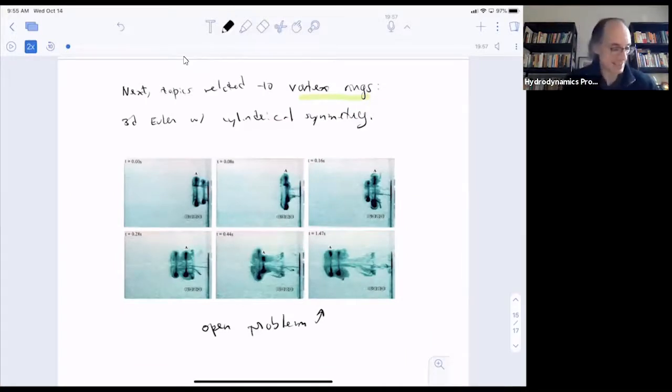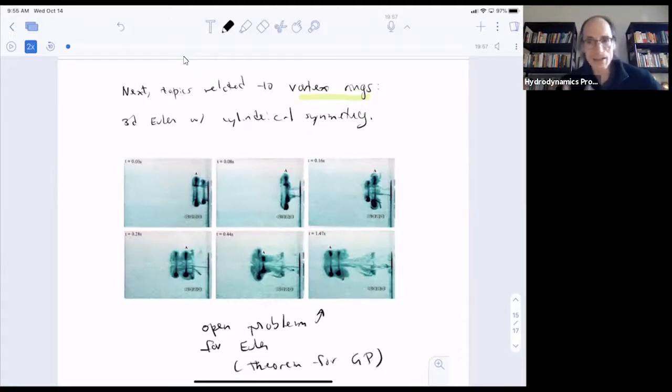I should say this is an open problem for Euler. But it's a theorem for the Gross-Pitaevskii equation, a theorem that's too technical to discuss in this class, but we'll see that in another week or two. We can basically get to the frontier of research concerning this Euler question. I can tell you everything that's known, pretty much. And we'll see why it's harder than the point vortex question.